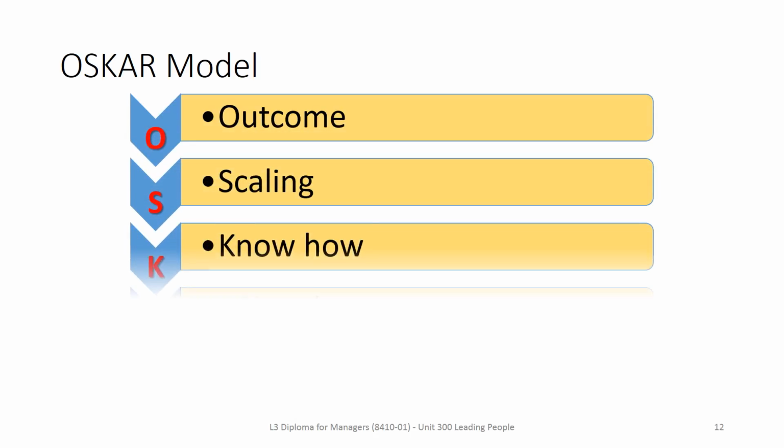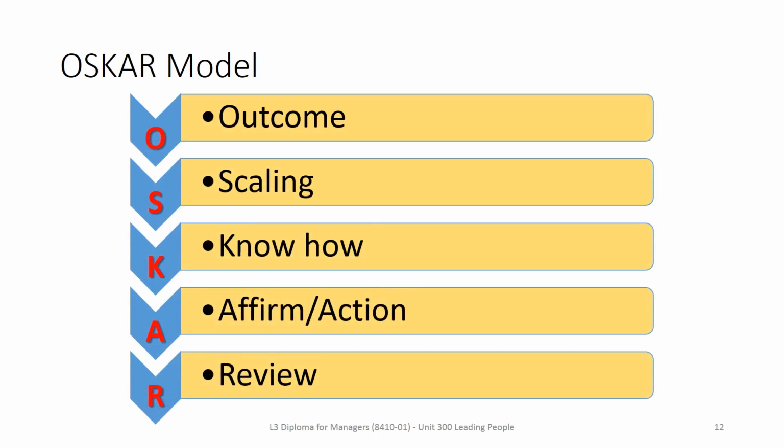So the final model we'll look at is the Oscar model. As I said at the beginning, there are lots of models out there, and I'm not saying that these five we've looked at are the best. They're just five that have been picked out. This is a solution-based model, so the theory being that you don't look at the problem, you look at the solutions that could be there. So instead of just discussing their causes and their difficulties, you look at what they can do about it. And it goes through five stages: outcome, scaling, know-how, affirm action, and review.